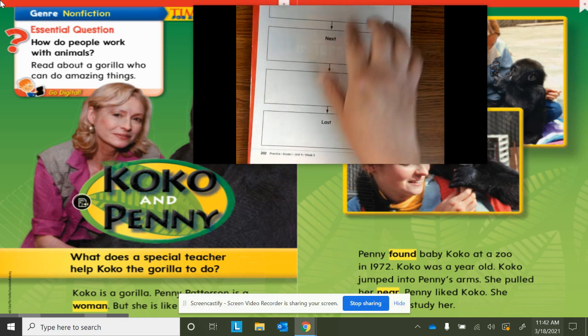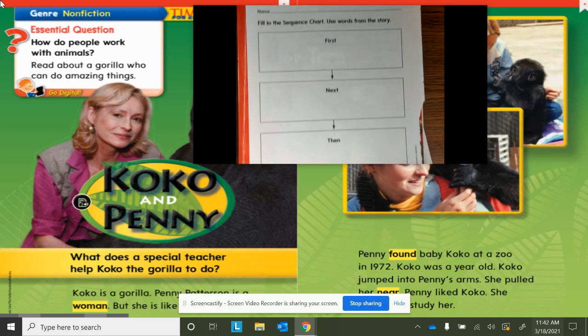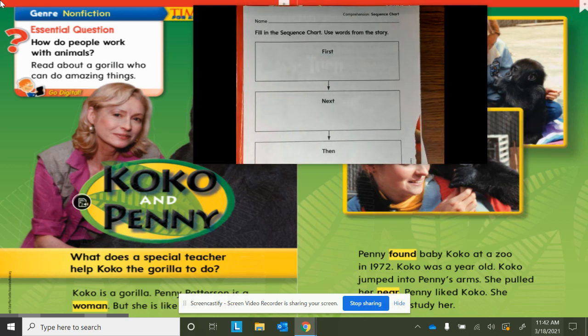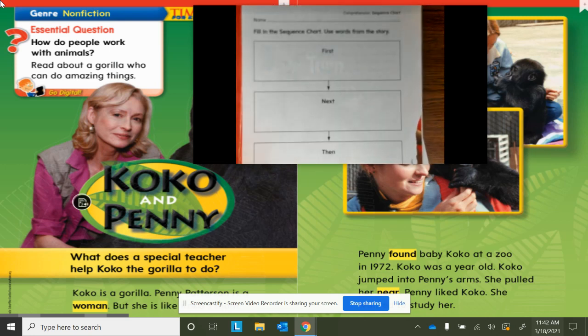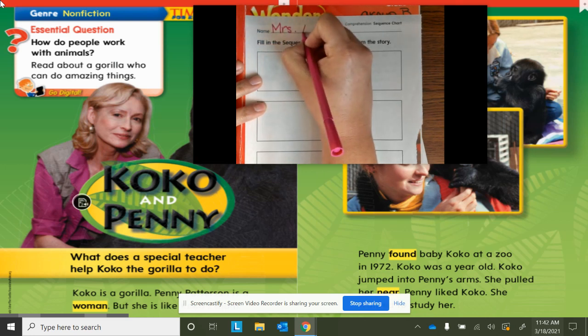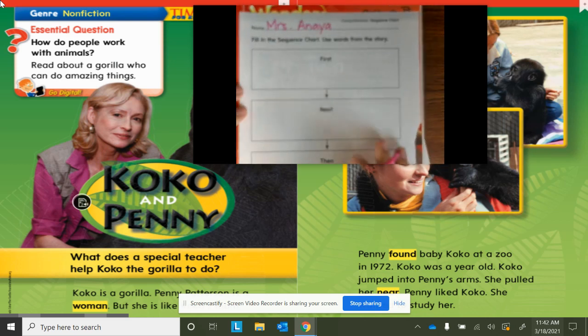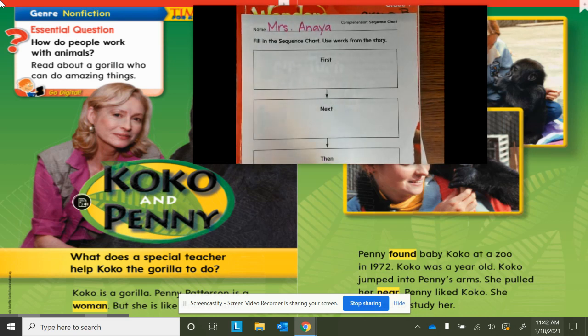And I'm going to zoom in just so you guys can have a full view of what it looks like. Now, what you want to do is at the top, write your first name and last name. I will write mine. And go ahead and write yours. Pause this video at any time so you can do all of that, okay?